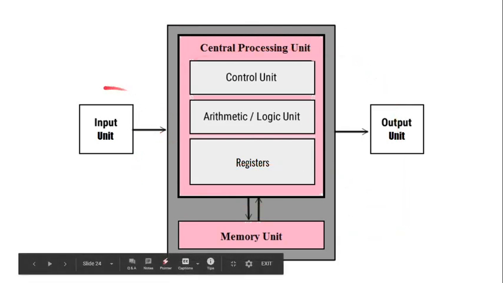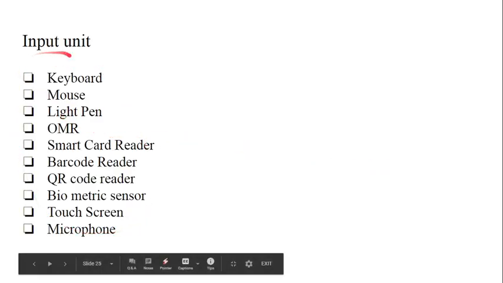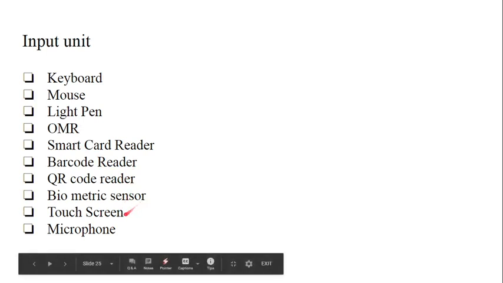So let us first see the input unit. So all the devices that provide input to the computer come under the input unit. So all the input devices which provide input in any form is an example of input unit. So let us see the different input units. They are keyboard, mouse, light pen, OMR, smart card reader, barcode reader, QR code reader, biometric sensor, touch screen and microphone. These are all input units.